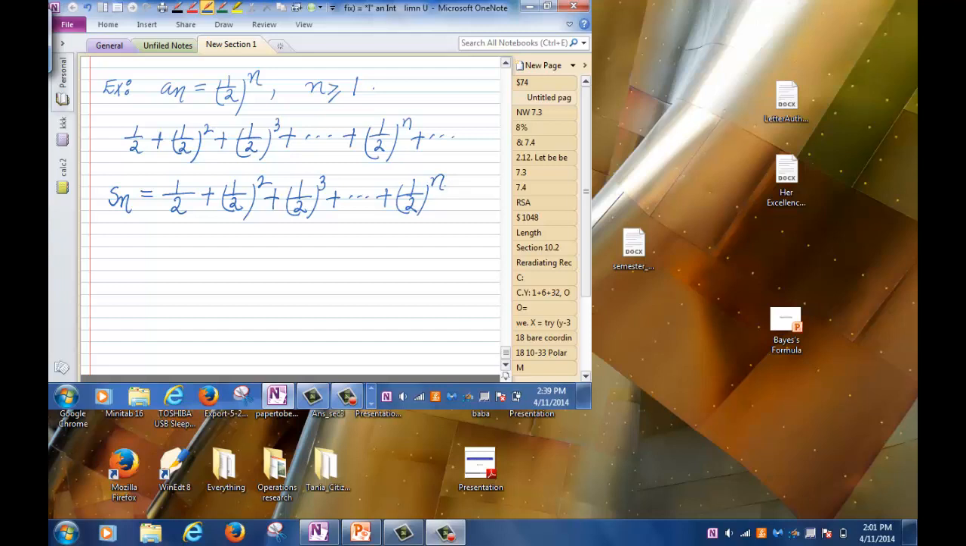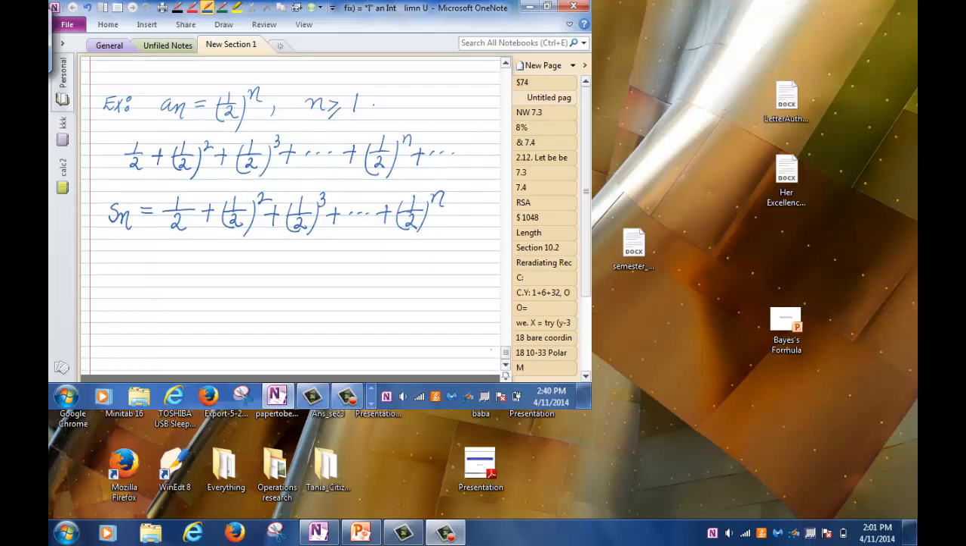And what do I have to do? I have to find the limit of the nth partial sum, right? And if the limit exists, then that's the sum of the series. If the limit doesn't exist, then the series does not have a sum, right? Everybody's okay? But how do I find the limit of this nth partial sum? Well, there is a trick to it. It's not a usual trick.